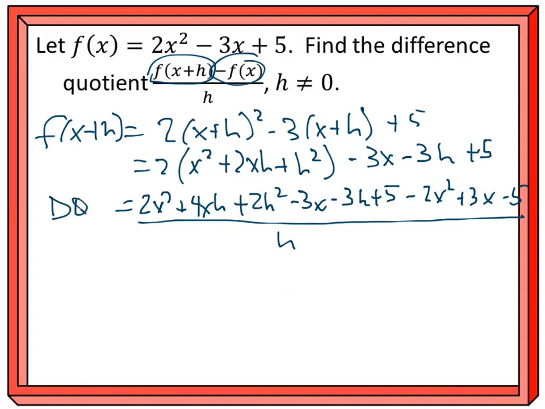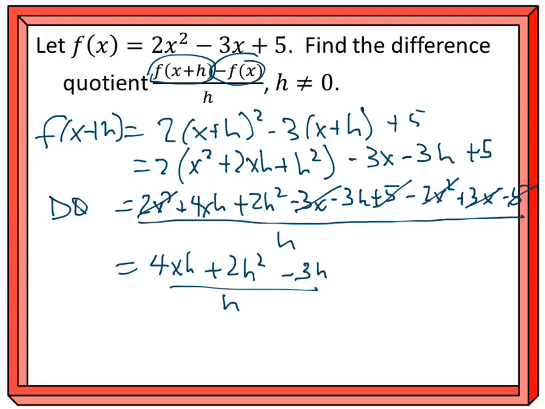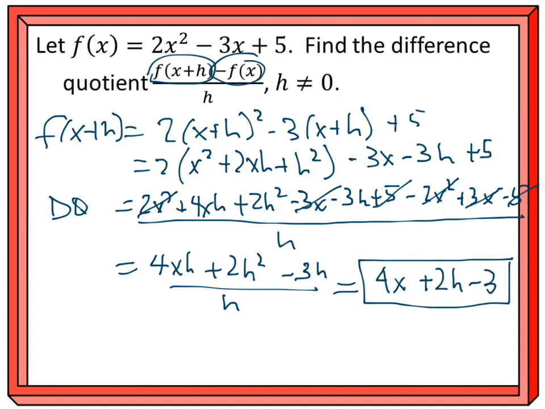And now let's cancel out. Remember, if you do this correctly with polynomial equations, the original function always cancels out, and I'm left with 4xh plus 2h squared minus 3h, all divided by h. And this h divides into all of the things up top, so I have 4x plus 2h minus 3 and that's the difference quotient. The end.